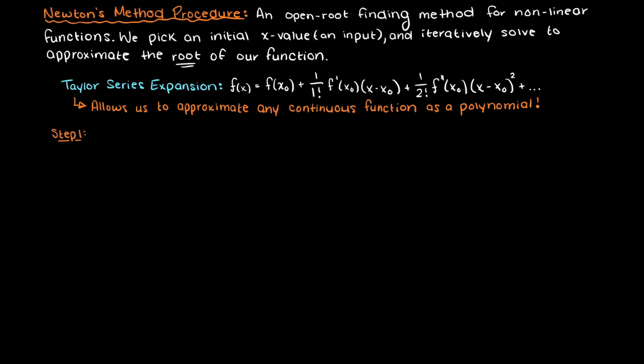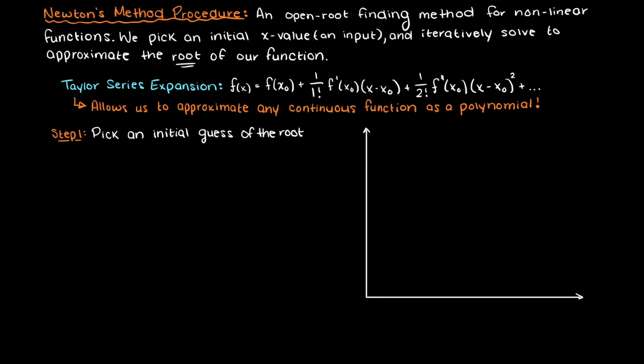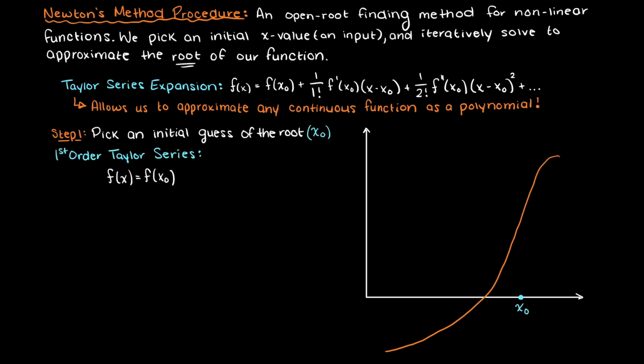Firstly, just like any other open root finding method, we must start with an initial guess of our root. So we take a guess at the x input on which we think our root might lie. Then we'll create a first order Taylor series expansion at that x value guess. So a first order Taylor series approximation looks like this.